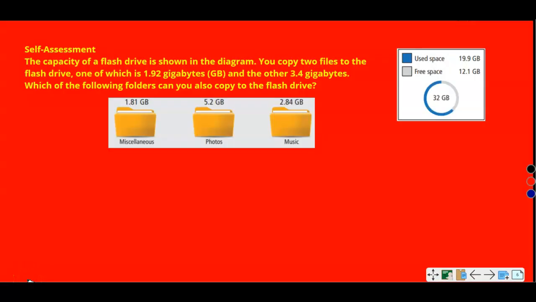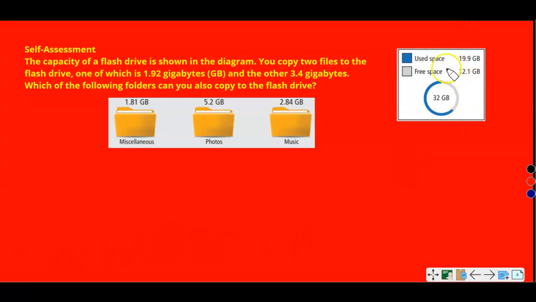All right, the last question here, it's a self-assessment, so you should take a few moments to try to do this on your own, and then come back and we will work it together. All right, the problem says the capacity of a flash drive is shown in the diagram. You copy 2 files to the flash drive, one of which is 1.92 gigabytes, the other is 3.4 gigabytes. Which of the following folders can you also copy to the flash drive?